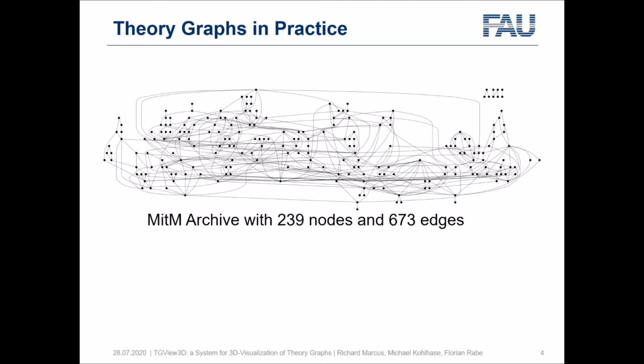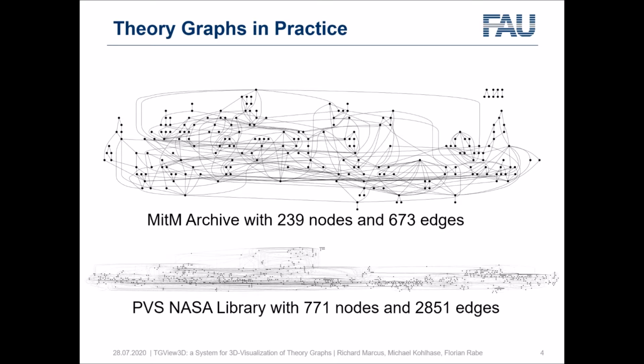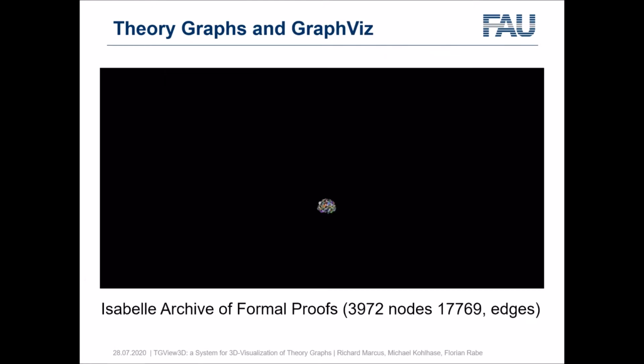And moving to bigger theory graphs, it becomes impossible to do this. Here, for example, we can see the Math-in-the-Middle archive. And while this visualization is still somewhat clear, moving to even bigger libraries, and as we have seen in this conference, libraries are always getting bigger and bigger, visualizations like this quickly become unusable in practice.